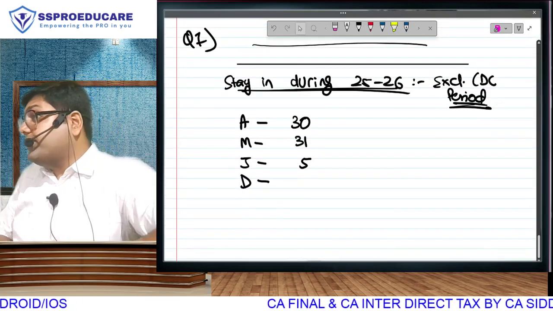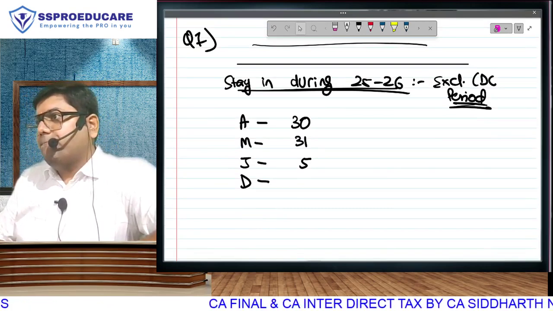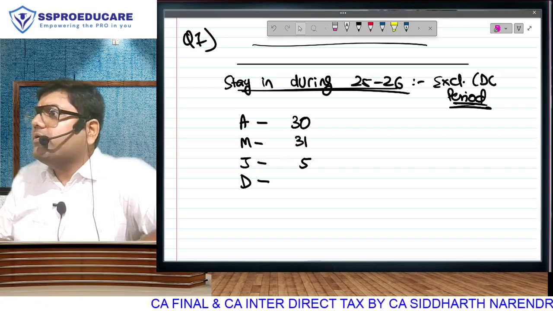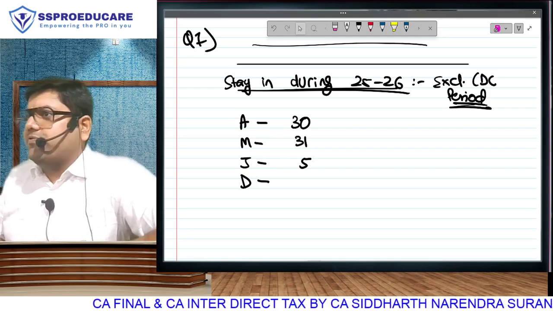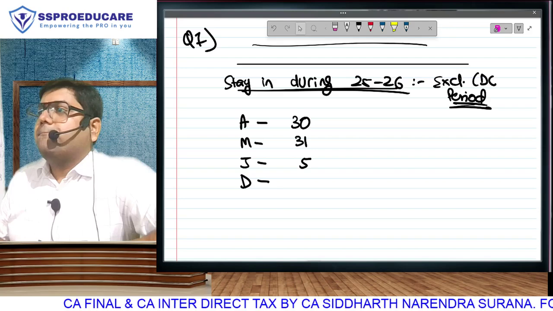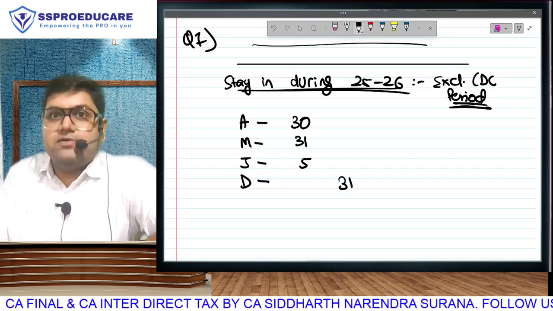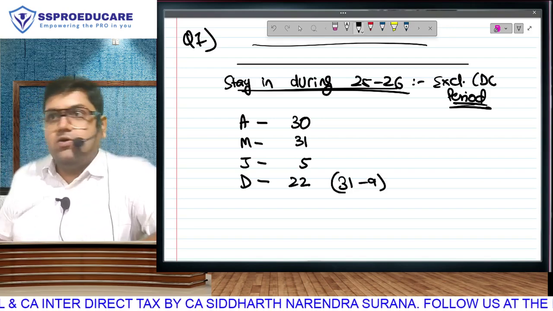Be very, very smart in answering. December ka number of days. 15? 15 कैसे आया? Be very clear. This is where you will go wrong if you are not clear. 22. How? Total? I'll explain. Total 31. But we have to exclude the CDC period of 9 days.